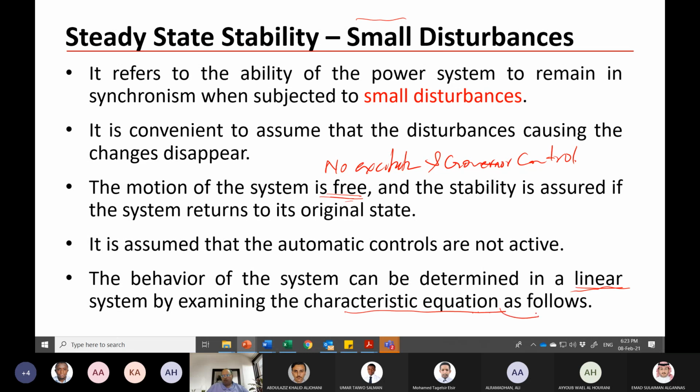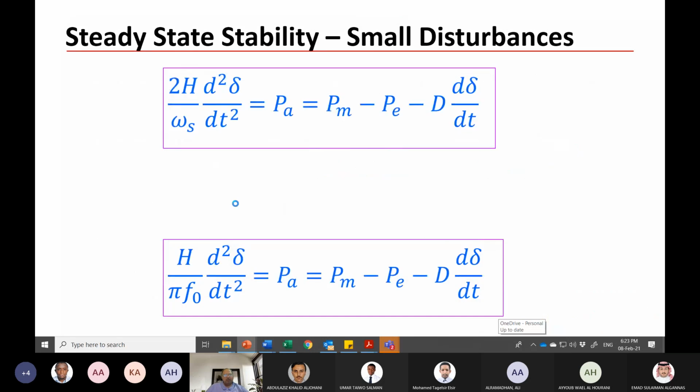And based on the characteristic equation, you can get the poles or eigenvalues, what we call. And then based on the poles and the eigenvalues, you can judge whether the system will be stable or not. This is what we will do in this case.